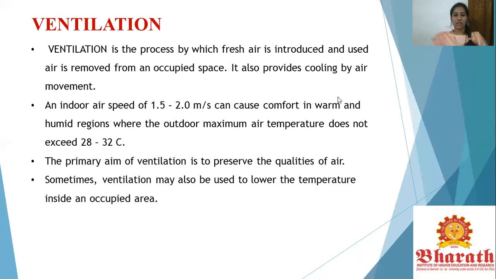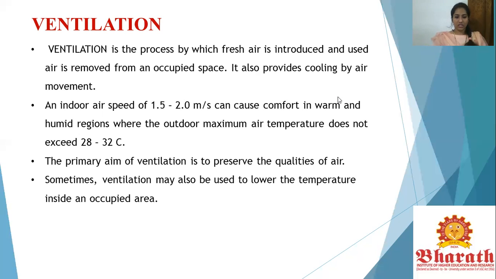Usually an indoor air speed of 1.5 to 2 meters per second can cause comfort in warm and humid regions where the outdoor maximum temperature does not exceed 28 to 32 degrees Celsius. So this gives us enough understanding of the speed of air movement that is supposed to be there in warm and humid areas with an outside temperature of 28 to 32 degrees Celsius.